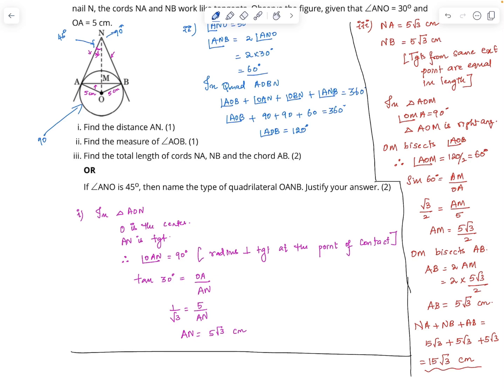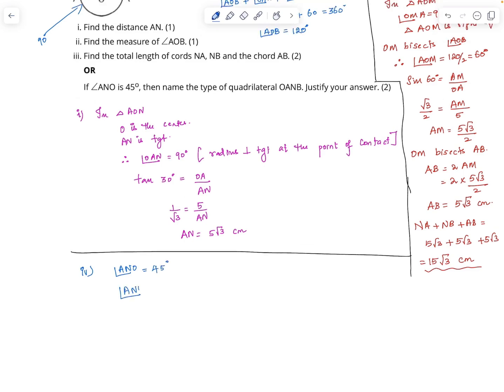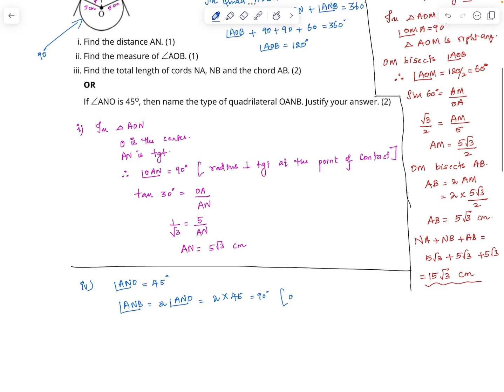The angles at A and B are also 90. So every corner in this shape is 90 degree. So either it could be a rectangle or a square. OA and OB are radii and they are adjacent sides in this quadrilateral. The adjacent sides are becoming equal, so the quadrilateral is a square. ANO is 45 degree. Angle ANB is twice angle ANO, which is 2 times 45, which is 90. Reason: ON bisects angle ANB.